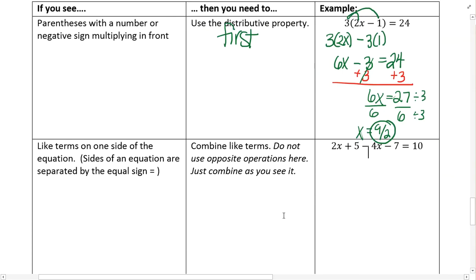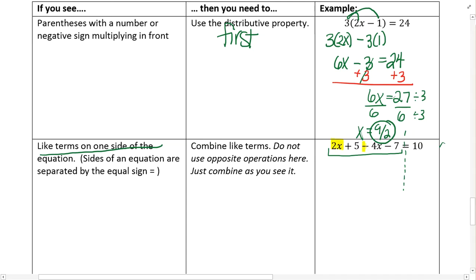Alright, the next thing we need to check for is, do you have anything to combine? Okay, so here in this example we see like terms on one side of the equation, or sometimes both. Remember, sides of an equation are separated by the equal sign. So our equal sign is right here. So I'm looking at this side. Can I combine anything? Yes, I can.